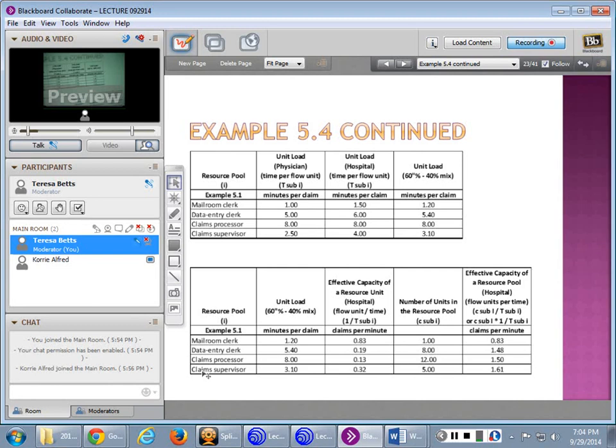I have my resource pool. I have my artificial unit load, and then I'm going to get my effective capacity of that resource unit by taking the inverse, right, of that unit load. So 1 over 1.2, 1 over 5.4, 1 over 8. So that second column again is just, when I go for effective capacity, it's the inverse. And then, just like what we did before, I say, well, how many resources are in that pool? And I multiply this effective capacity of the resource unit times the number of resources in the pool, and that tells me the effective capacity of that resource pool. Okay? Again, it's the terminology. You're just going to have to tie into what each of those columns represent.